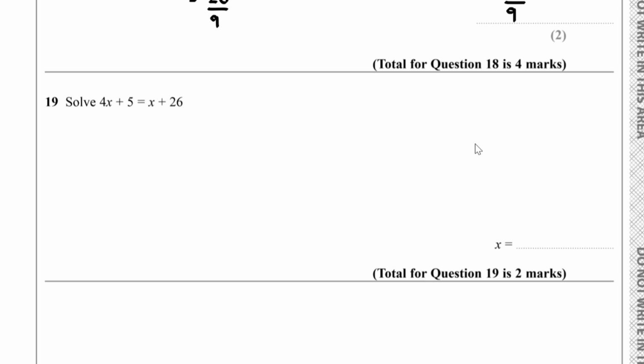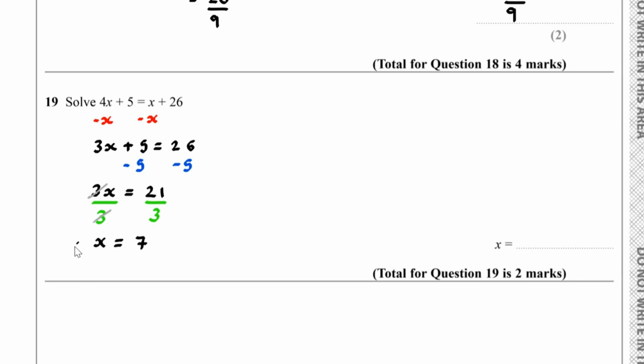Question number 19, we have to solve 4x plus 5 equals x plus 26. If I subtract x from both sides, I would have 3x plus 5 equals 26. Then if I subtract 5 from both sides, we would have 3x equals 21. And then if I divide both sides by 3, we will find x to equal 21 divided by 3, which is 7. x is 7.